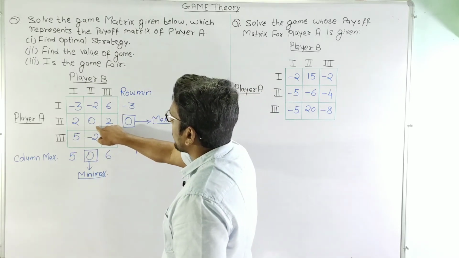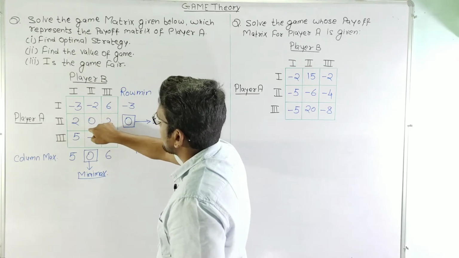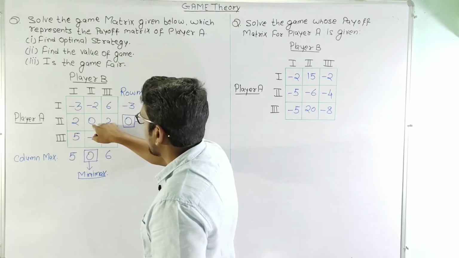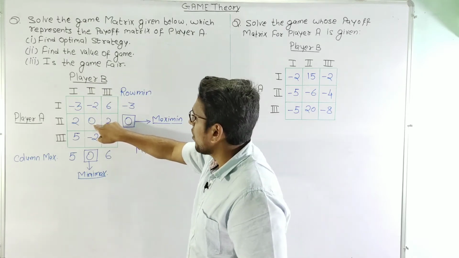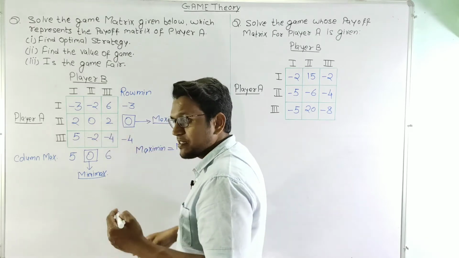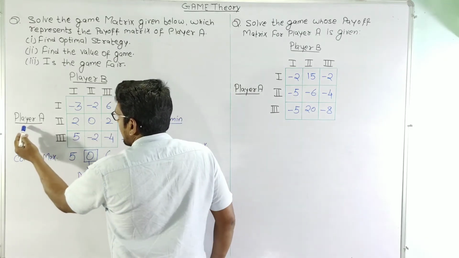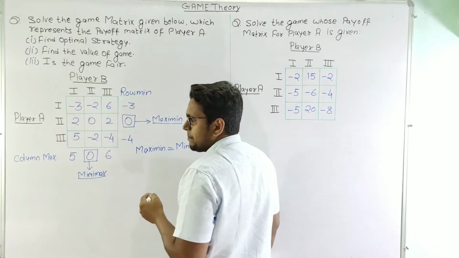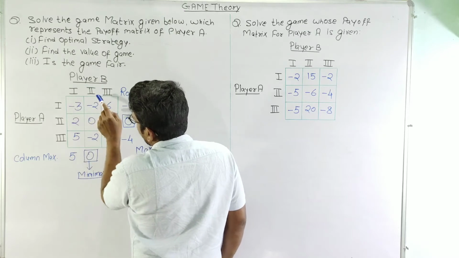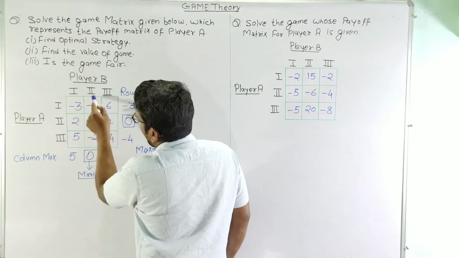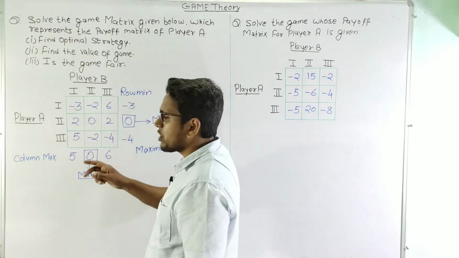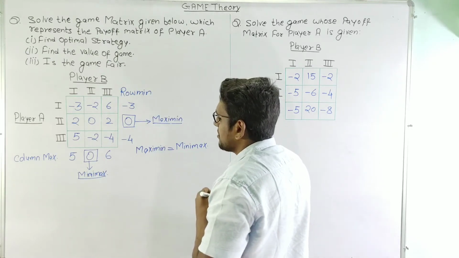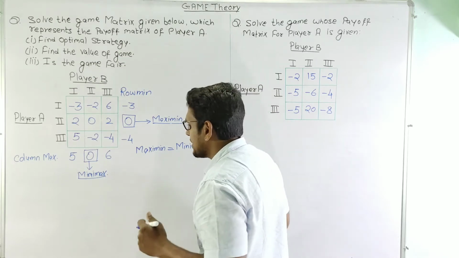So here, the second row and second column element is the location of saddle point, and this indicates that player A will continuously play strategy 2 100% of the time. Similarly, player B will continuously play strategy 2 100% of the time, and they will not play any other strategy. So from this we can say the optimal strategy for player A and B can be identified.